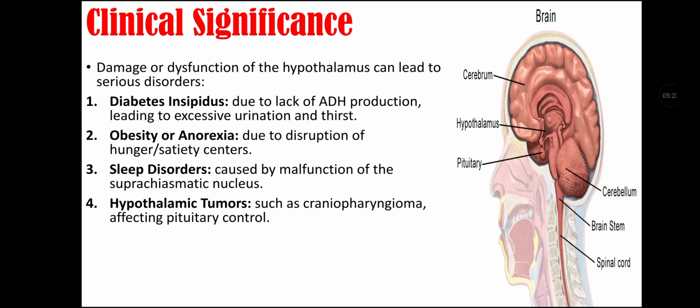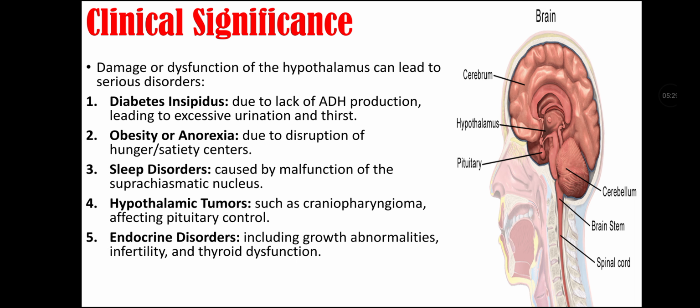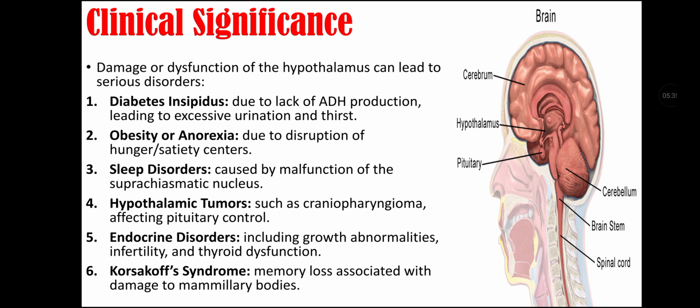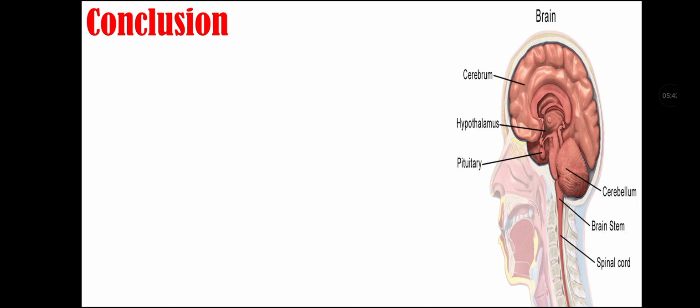Fourth, it can cause hypothalamic tumor such as craniopharyngiomas that affect pituitary control. Fifth, it can cause endocrine disorders that include growth abnormalities, infertility, and thyroid dysfunction. Sixth, it can cause Korsakoff syndrome, that is memory loss associated with damage to mammillary bodies.